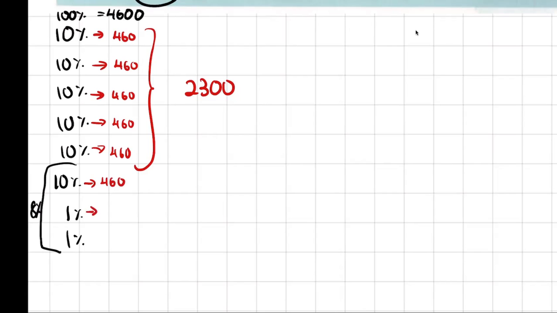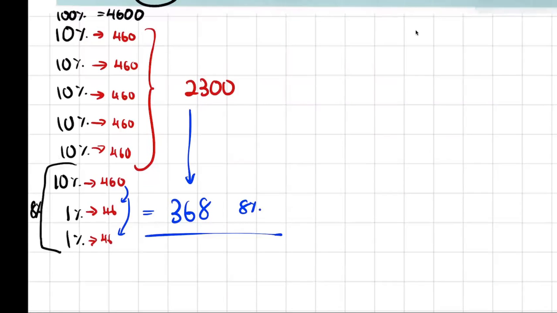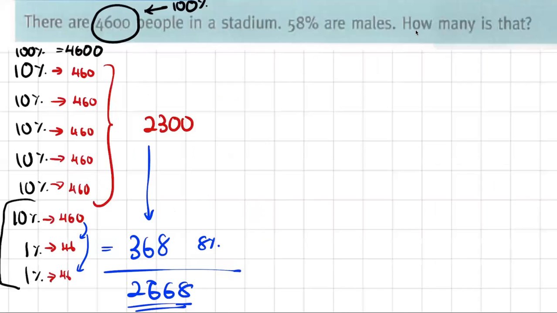1% is 1 over 100, 46. So if we take this, subtracted with these two, I should be able to get 368. So if I add these two together, this is 8% by the way, I can get 2,668. Possible. Okay. What are the other ways or other methods that we can do?